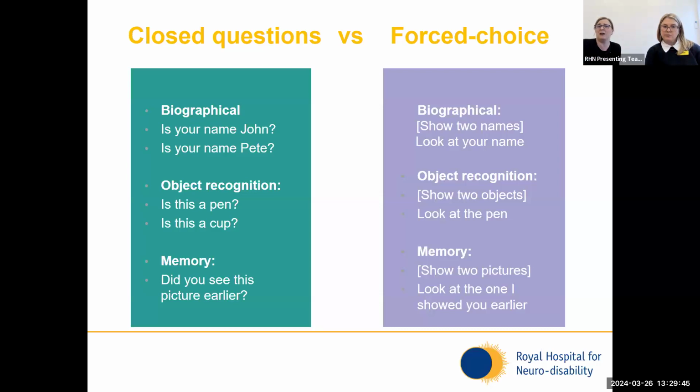So we've given an example about memory there, where you can do it via yes, no. So you show them a set of items and then you show them some items they saw before and some they didn't. And you ask them for each one, did I show you this earlier? Yes or no? Or you can do the same thing where, again, you show them the set of objects, which is the example I gave, and then you hold up two and ask them to look at the one that they saw earlier. So that's how you would use that basic type of assessment.